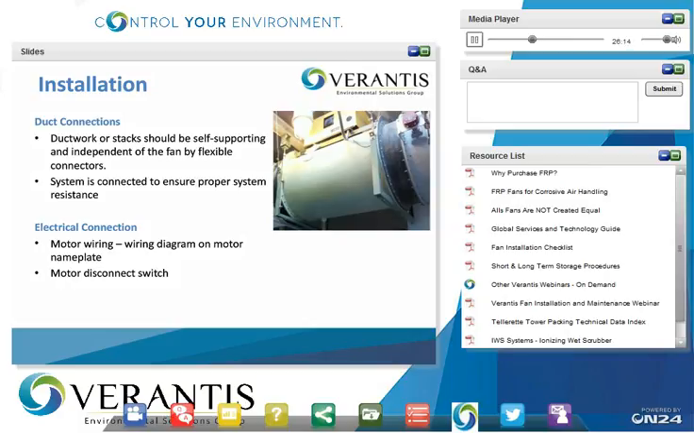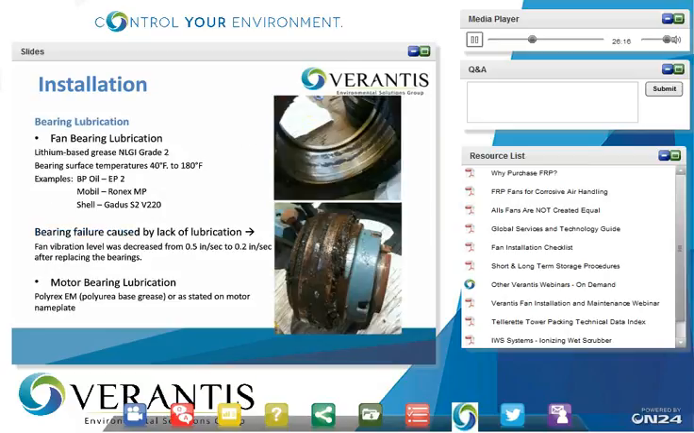Installation. Fan bearing lubrication. The fan bearings are lubricated with an NLGI number 2 lithium-based grease. Bearing surface temperature between 40F and 180F. Some examples of lubricants that could be used in the bearings are BP Energrease EP2, Mobil Ronex MP, or Shell Gadus S2 V220.